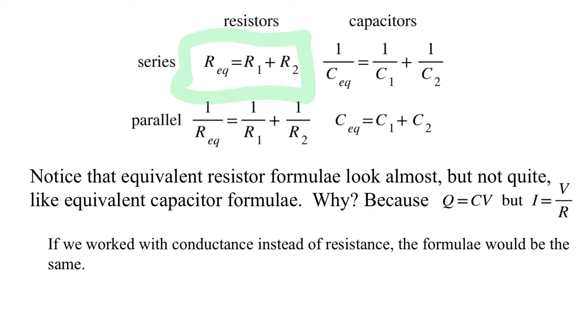Why is it that they look almost the same but not? It ends up coming down to the fact that we've defined the charge as something times the voltage for capacitance, but we've defined the current as the voltage over something for resistance. And that's really what causes that difference. If either of those had been defined the other way, these would add the same way. Most especially if we worked with conductances instead of resistances, then everybody would add the same way. But historically we don't, and so we're kind of stuck with this bit of awkwardness.